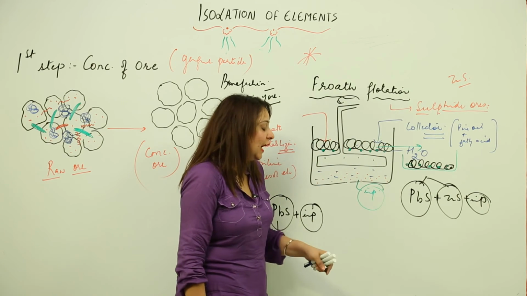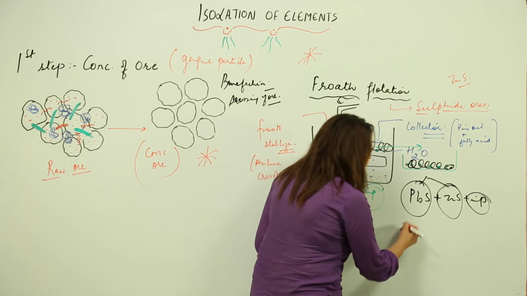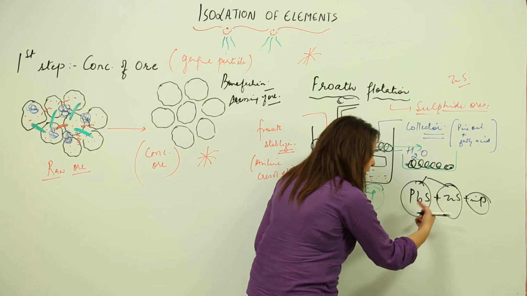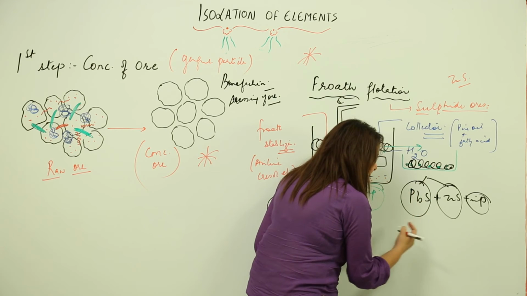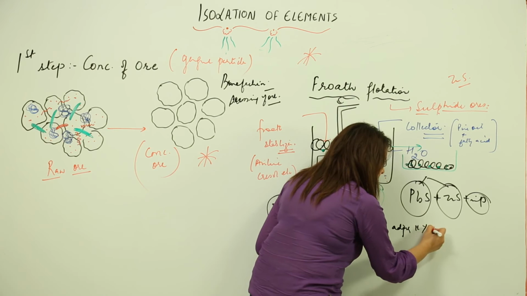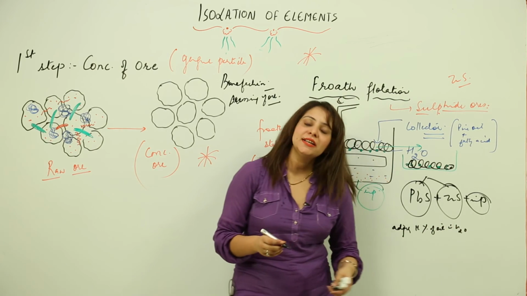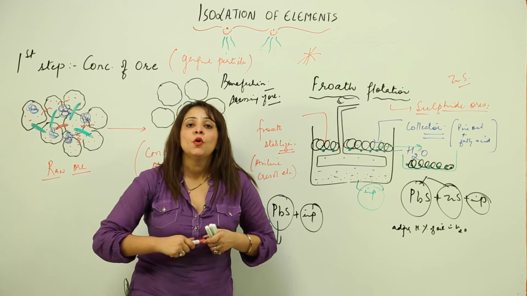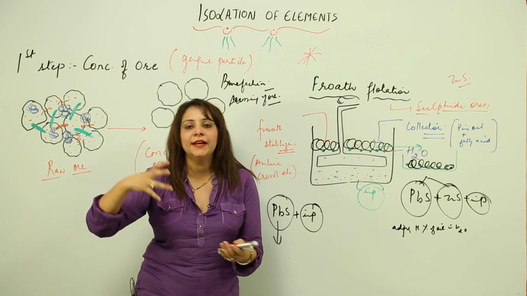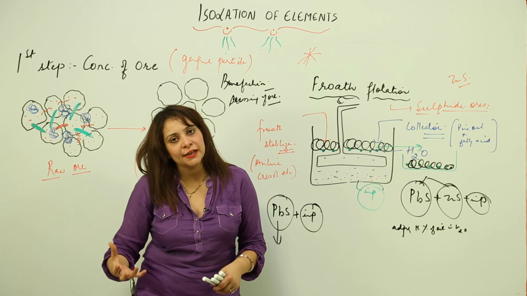But now if we wish to remove either of them, then what we will do, we can just separate these two sticking to the froth by just adjusting the percentage of oil, or you can say proportion of oil in water. Because when you adjust the proportion of oil in water, one gets more wet and the other gets less wet, and accordingly the one sticks to the froth and the other does not stick to the froth.